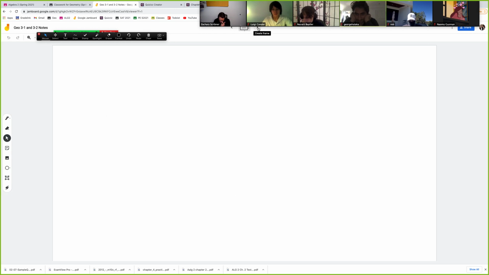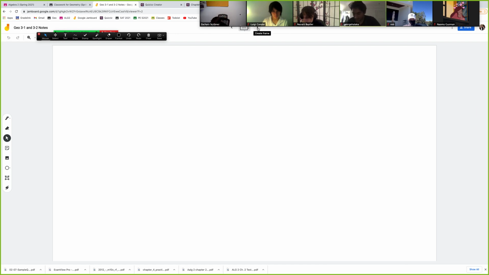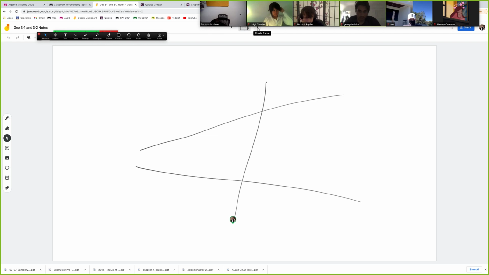Right, there's 4 alternate interior angles. That is how Mr. Scribner draws it, right? So if we've got 2 lines, a transversal, A and B. Okay? Alternate interior angles. Okay? Let's try alternate exterior. There's Mr. Scribner's shorthand terminology. Alternate exterior angles. Alt-ext angles. Okay?